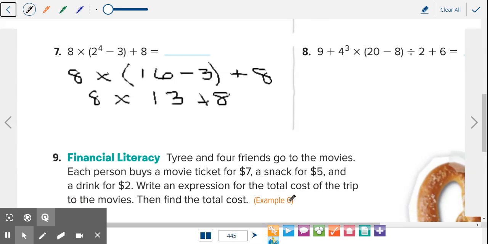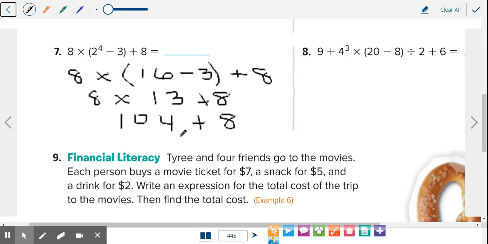Okay, now, so we've done parentheses. We've done exponents. Now we're on multiplying or dividing. Do we have either? Yeah, we got multiplication right here. So we have to do that first. So 8 times 13. 104. So then we have 104 plus 8. And we get what? 112. And you're done. Okay?